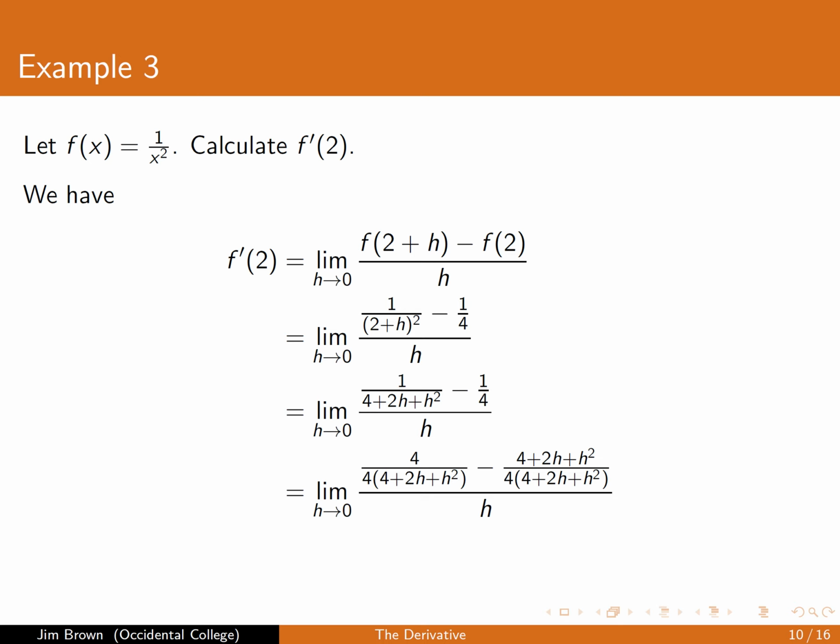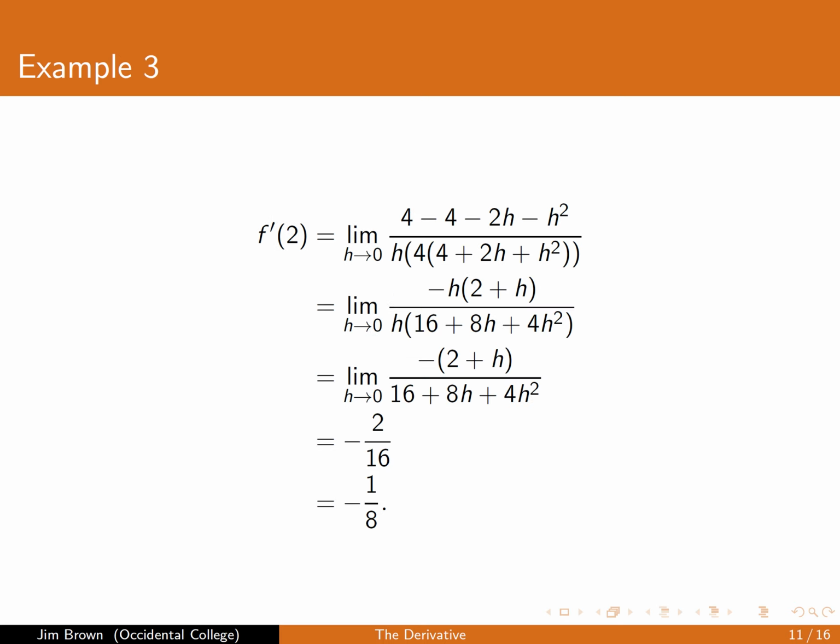Then we can FOIL out the (2 plus h) squared to get 1 over 4 plus 2h plus h squared, minus 1 over 4. And now we need to simplify the numerator there. So what we're going to do is get a common denominator. We multiply the first term by 4 in the top and the bottom, and the second term by 4 plus 2h plus h squared in the top and the bottom.